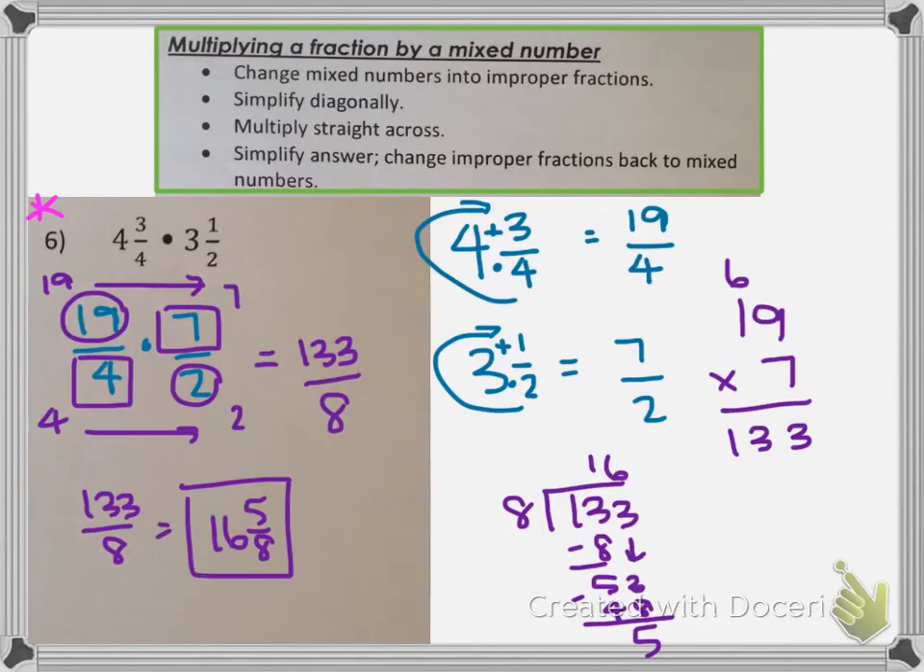All right, my friends, the answer to this problem is 16 5/8. Now, some of you may have gotten 133/8 and stopped there. You understand how to multiply fractions, you just forgot the last step, which is to change improper fractions back to mixed numbers. So of course, you can see right over here how I did that. 133 divided by 8. I found out how many times 8 went into 133, and that was my whole number.